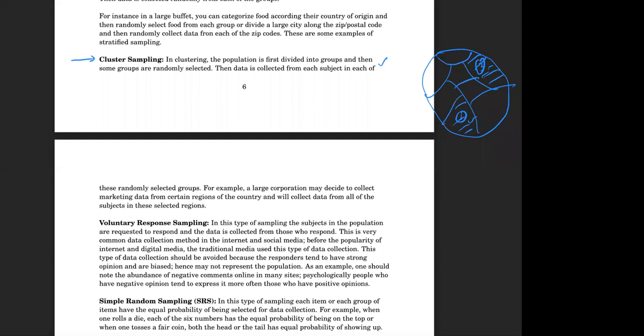Now, voluntary response sampling, this is basically what kind of response you get when you ask people to respond to something that you have done, okay? You ask people to respond. One great example is, let's say over the years, I taught 2,000 students, and I send a survey to them, asking them to fill out the survey and tell me how I am as a teacher, how much they have enjoyed or not liked my class and whatnot.